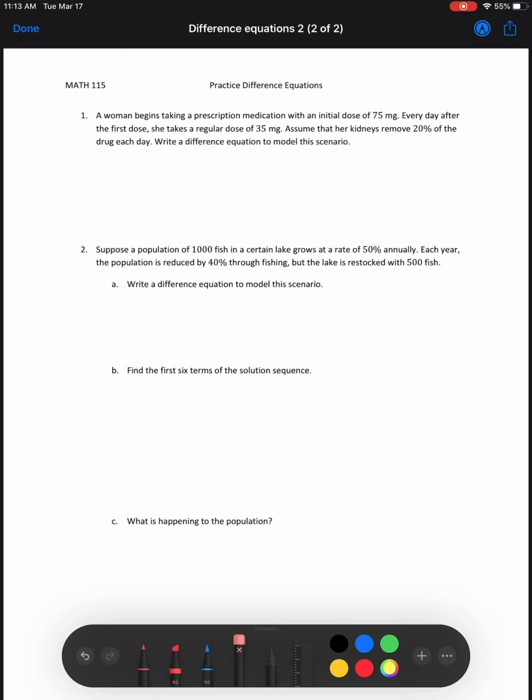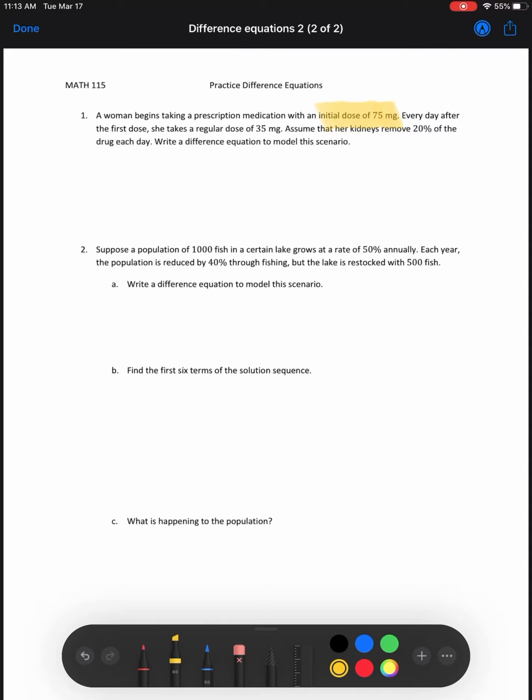Hey everybody, welcome to this short video where we're going to practice writing difference equations for different scenarios and then practice finding terms as well and kind of thinking about what these are representing. So first off, in our first scenario we have one that's kind of similar to what we did in our introduction. Let's see, so we have a woman is taking a prescription medication.